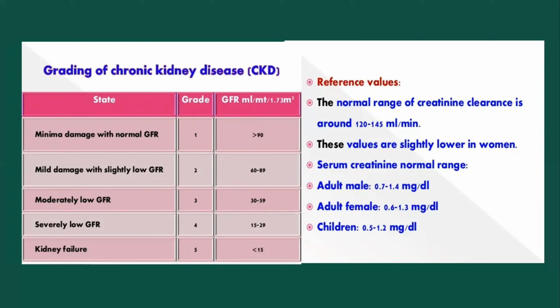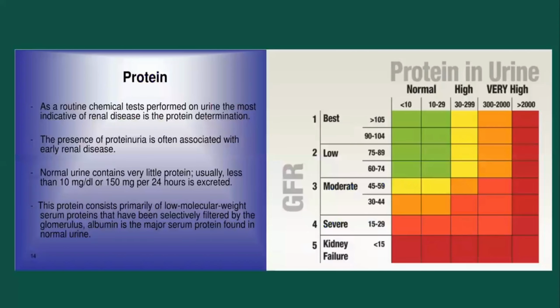Serum creatinine normal range we already discussed. Grading of CKD based on GFR. Minimal damage with normal GFR is grade 1, GFR more than 90. Mild damage with slightly low GFR, 60 to 89. Moderately low GFR, 30 to 59. Severely low GFR, 15 to 29. And kidney failure, less than 15.